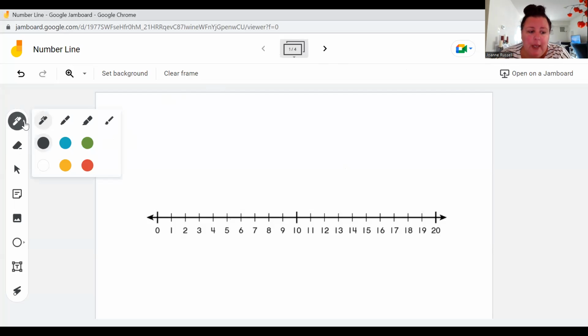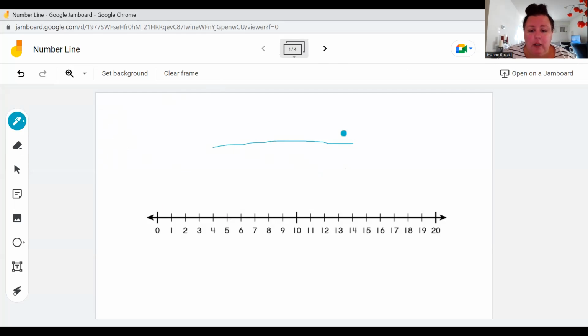So I need to choose my pen. I'm going to choose a blue one because that's my favorite color. So here we have our number line. I just want to show you on your number line, it starts from 0 to 20. And the one thing that you have to notice is that when you're adding, you are moving forward on the number line. You're hopping forward from line to line to line to line. So that is how we use our number line.